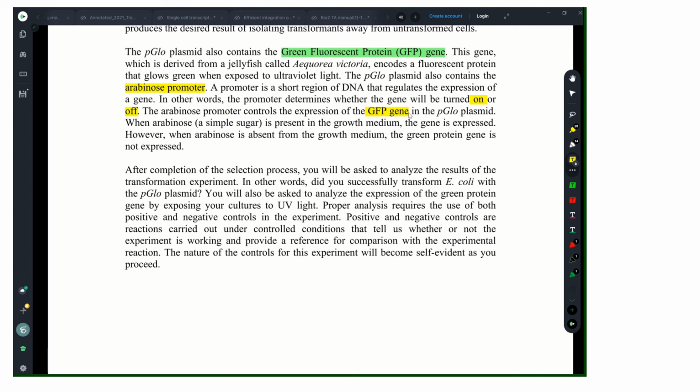So if the arabinose promoter is off, we should not have expression of GFP, and so we should not have fluorescence. But if the arabinose promoter is turned on, we should have expression of the GFP gene, and we should have fluorescence. When arabinose, a simple sugar, is present in the growth medium, the gene is expressed. So if we want to have GFP fluorescent expression, all we have to do is add this arabinose simple sugar to the media. If there is no arabinose in the media, that means that the arabinose promoter is going to be turned off and the GFP gene will not be expressed. And so we won't have fluorescence.